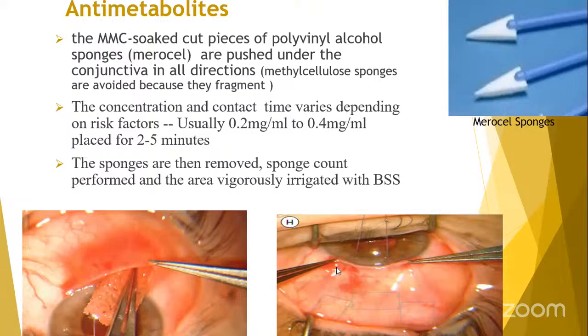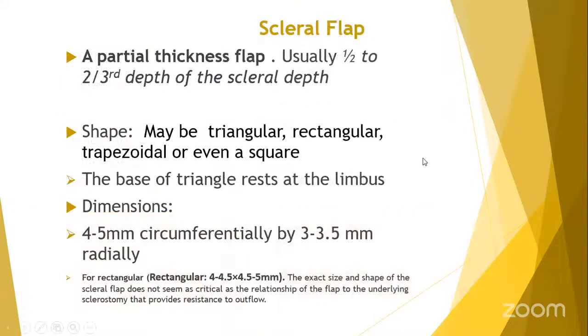The next stage is to create your scleral flap. The scleral flap may be triangular, rectangular, trapezoid, or even a square. If it is a triangle, the base is resting at the limbus. The dimensions, circumferentially can be between 4 to 5 millimeters, and then radially, it can be 3 to 3.5 millimeters, and recently, even as much as 5 millimeters, because you want a posterior flow. You want a posterior bleb.